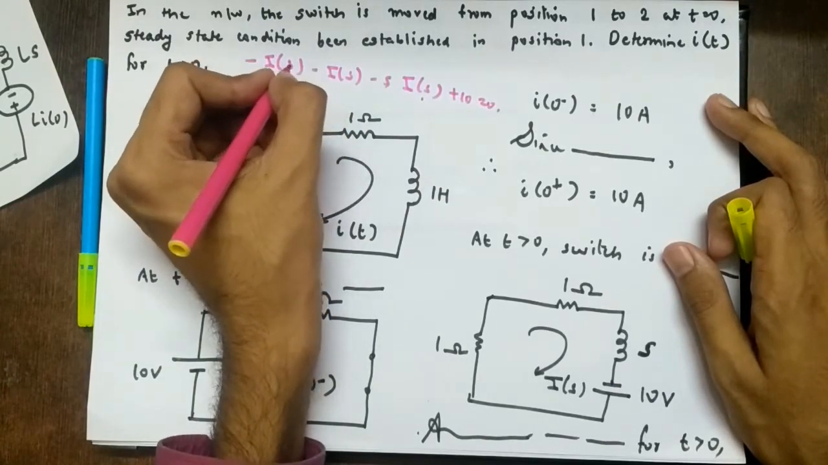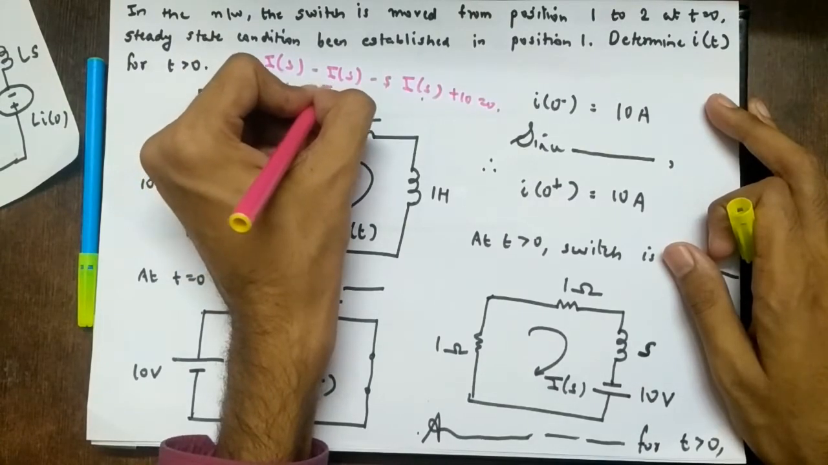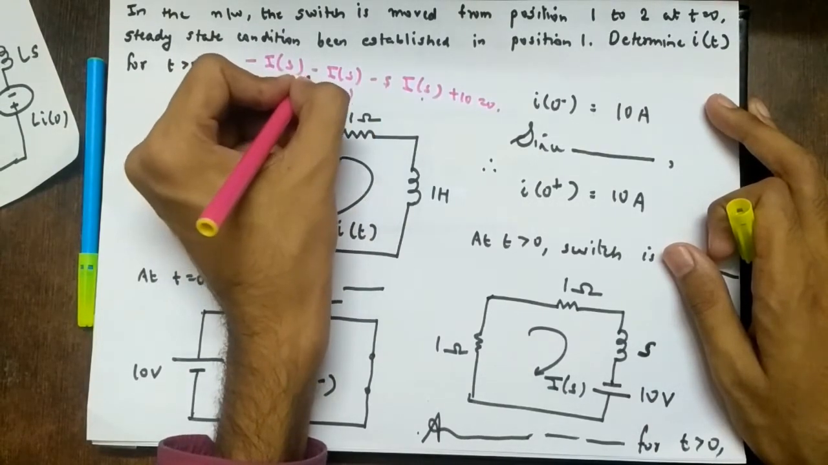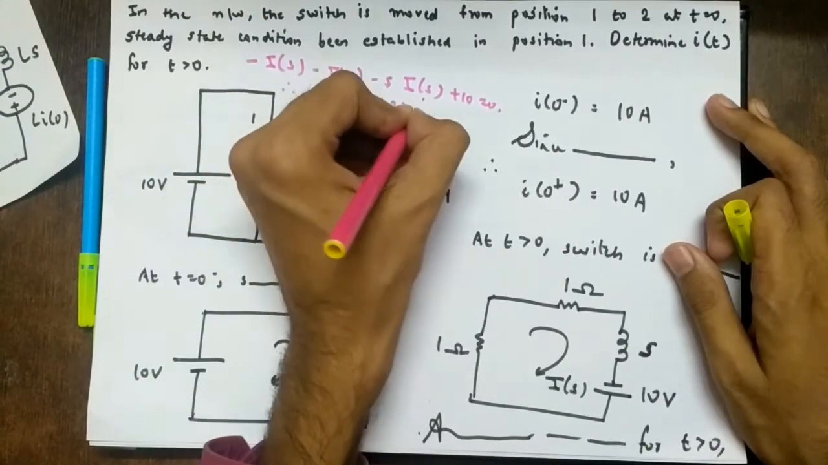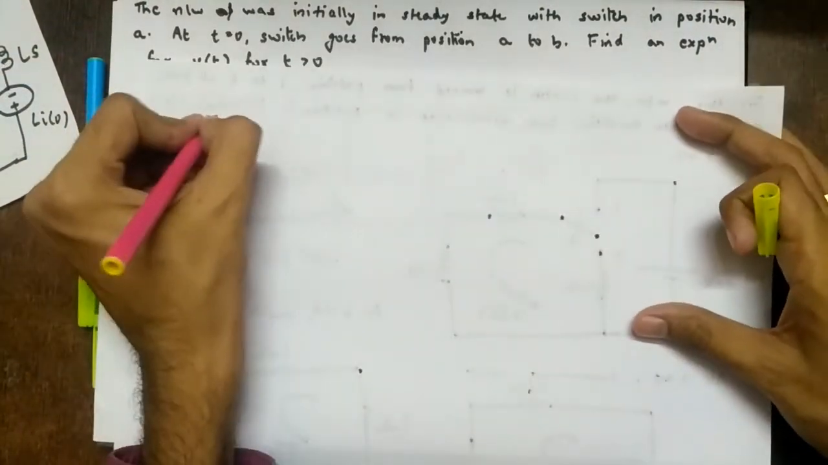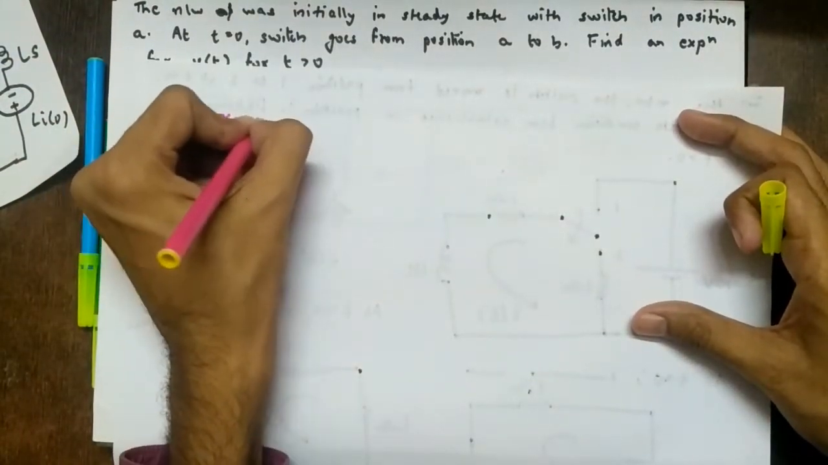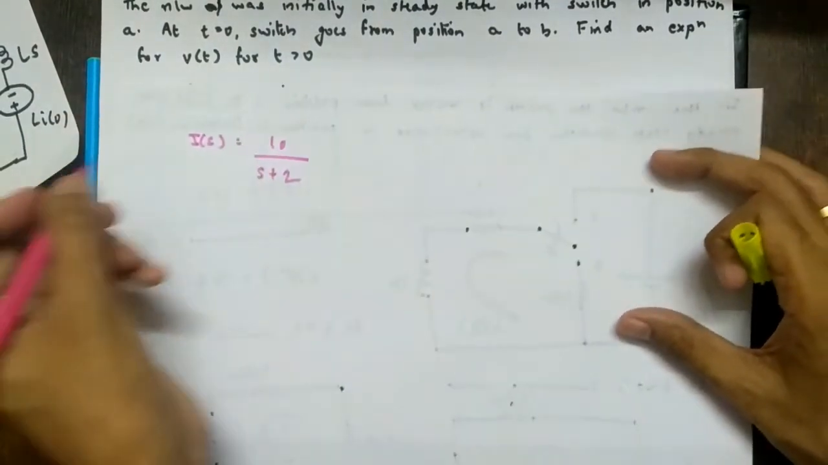Therefore, if we take I of S common, minus 2 minus S, so it will be S plus 2 equal to 10. You can solve this. So what will we get? I of S equal to 10 upon S plus 2. But we want, what is the question?